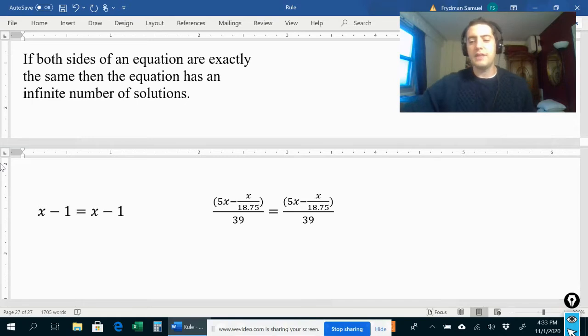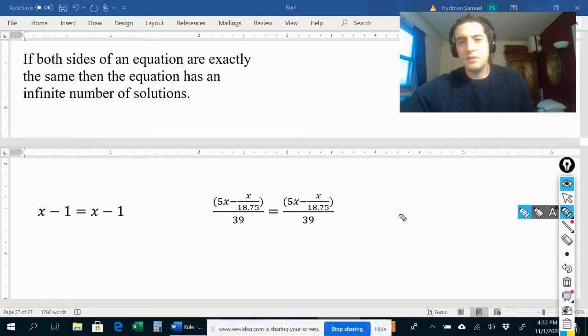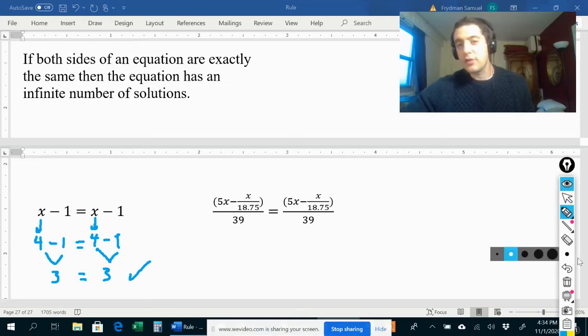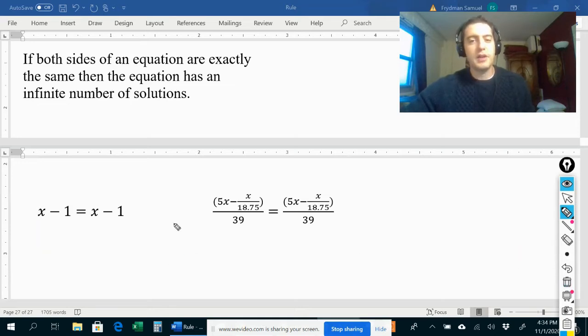What would happen if I were to plug in, let's say, 4? If I plug 4 in for x, then on this side I have 4 minus 1, which is 3. And on this side I'll get 4 minus 1, which is also 3. So I get the same thing on both sides. So 4 is a solution to this equation. Are there any other numbers that I can plug in to make both sides the same?